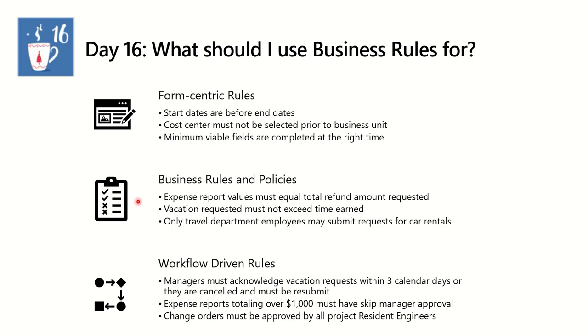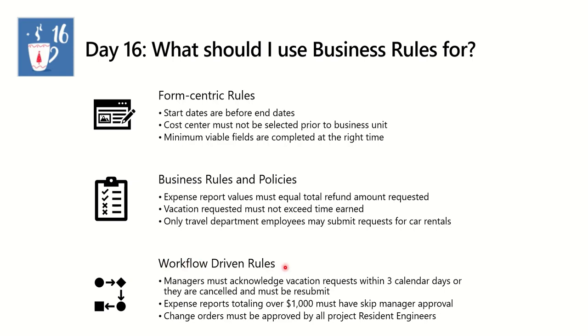So maybe you're looking at a form and it has a field, total refund amount requested, and then you have to itemize all the things that you spent. Well, if what you spent is less than the amount you're requesting, then that's going to kick back an error. Other companies may decide they can ask for a refund that differs from what they spent. This is all up to the company to make that decision, and that's why I call it a policy.